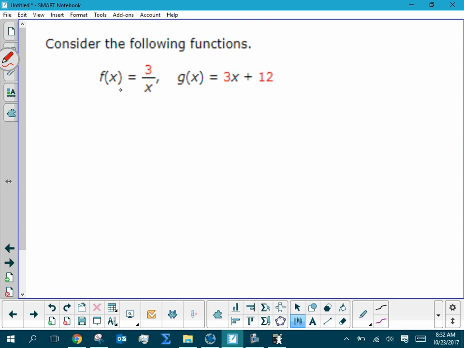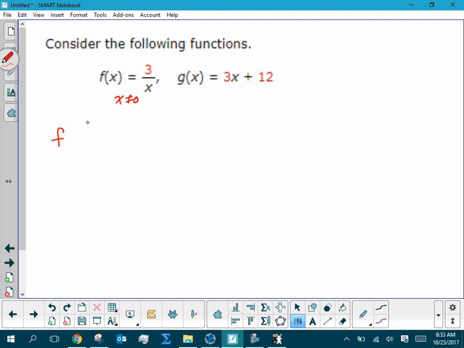All right, so f of x and g of x. Look at this. What can x not be here? That's going to be an issue there. What about here? Is there anything that x can't be here? No, so the domain is all real numbers there, so I'm not going to write any restrictions.